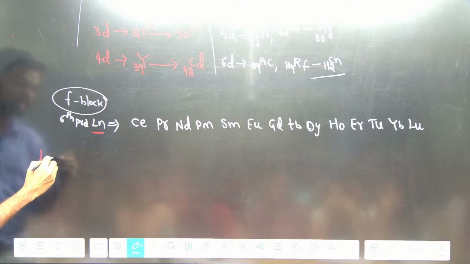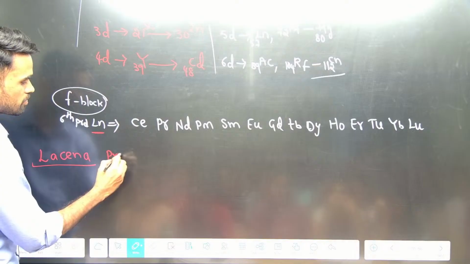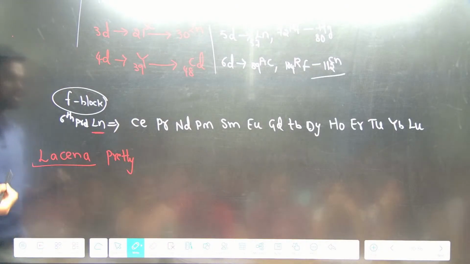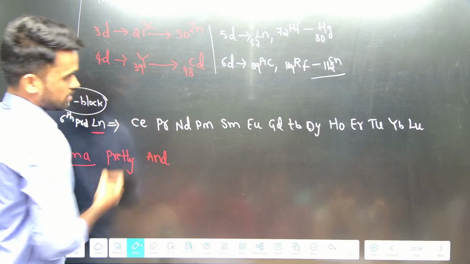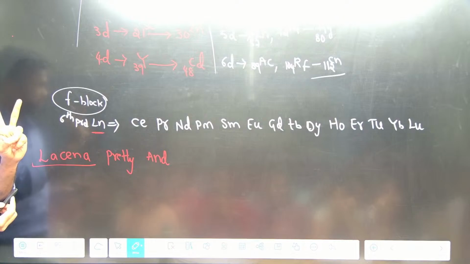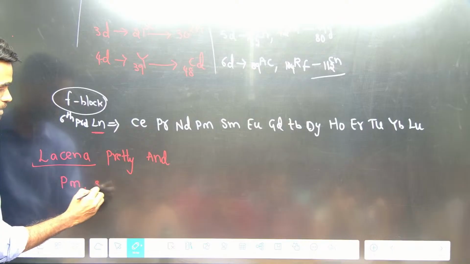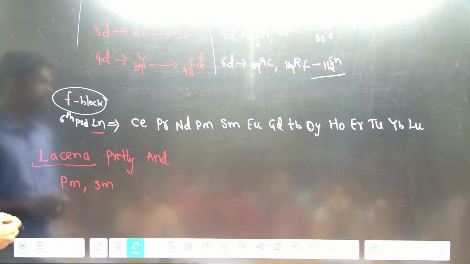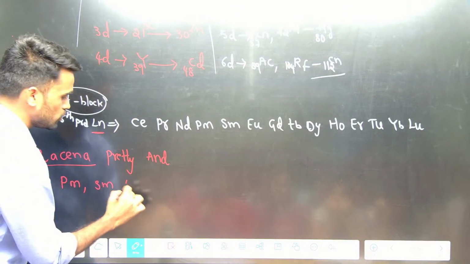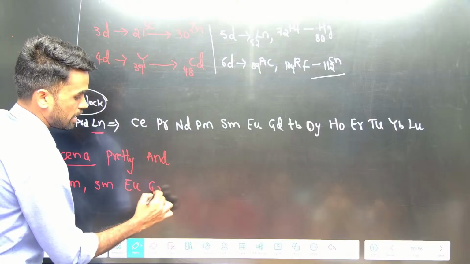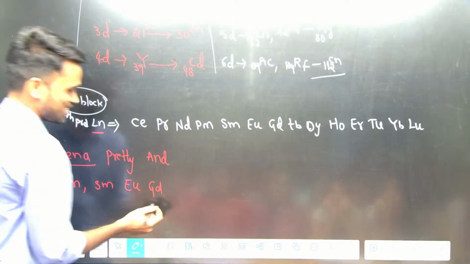So there is a girl, her name is Lasina. She is very pretty. Lasina is pretty and she has 2 friends. One person's name is Pramod and another person's name is Samir. They want to go to Europe. So for going to Europe, they required a vehicle, Gadi, gadolinium.